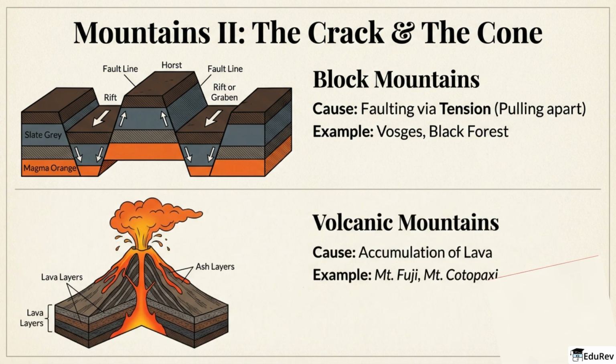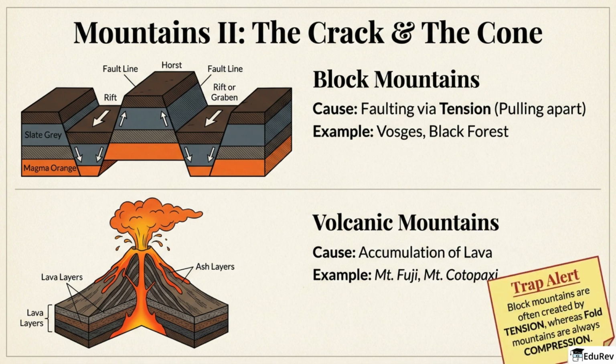Then volcanic mountains. Cause: accumulation of lava. Examples: Mount Fuji and Mount Cotopaxi. And the diagram highlights lava layers and ash layers. The trap alert is exactly what UPSC tests in assertion-reason format. Block mountains are often created by tension, whereas fold mountains are always compression.